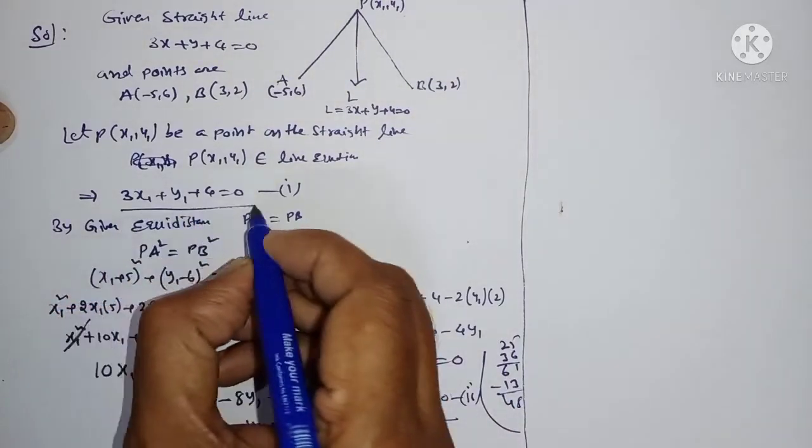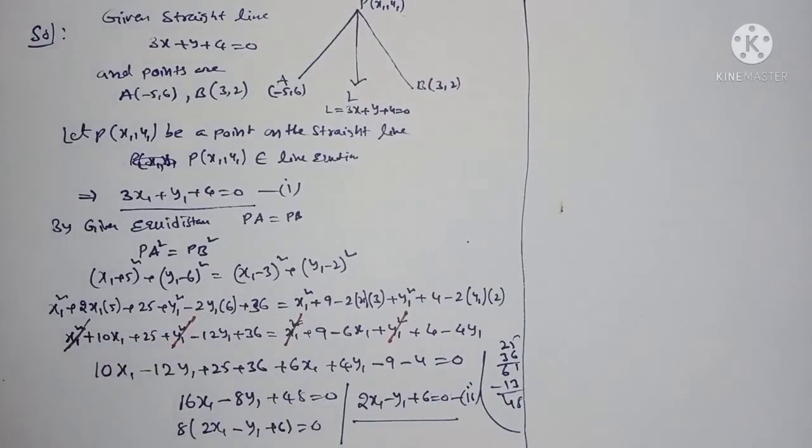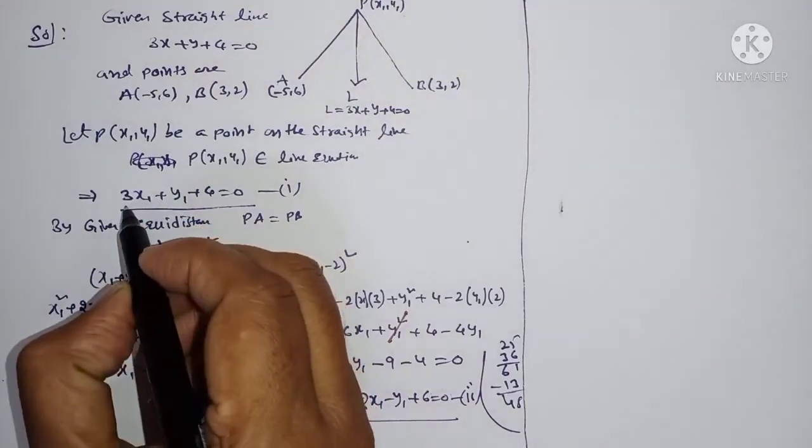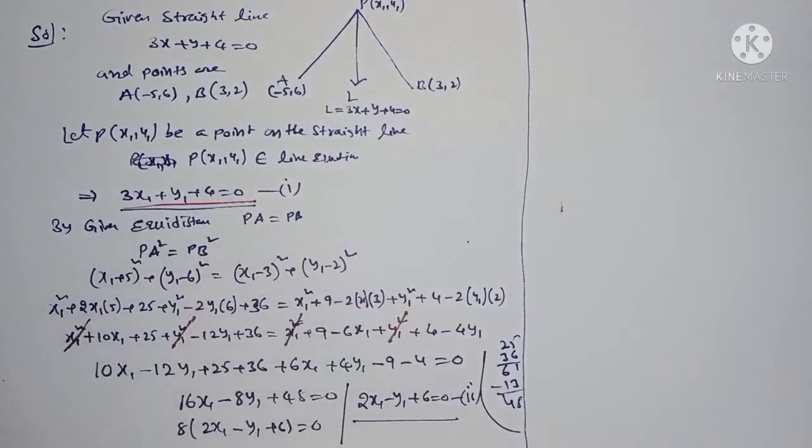You got here two equations. The first equation is 3x1 plus y1 plus 4 is equal to 0. The second one is 2x1 minus y1 plus 6 is equal to 0. You got two equations, you can solve these two equations and get the answer. How can you solve? You can observe here.